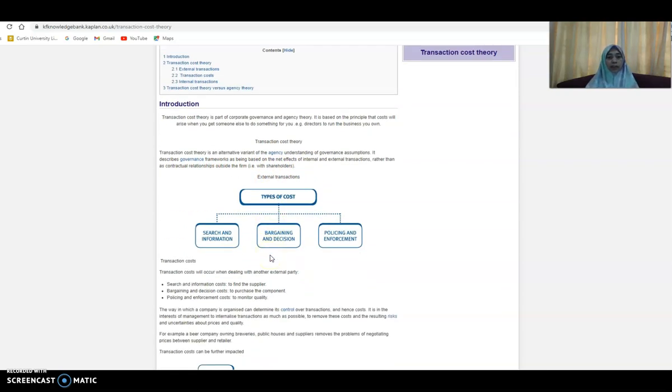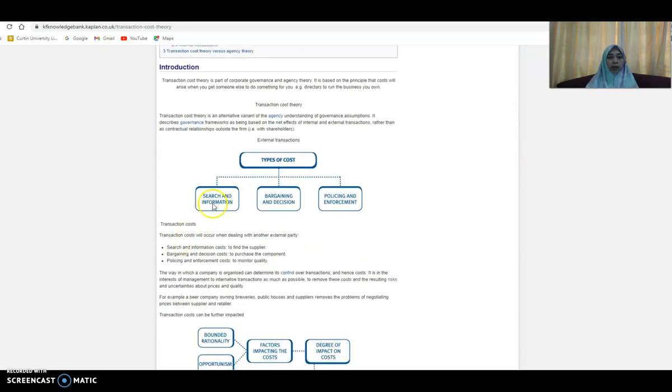Here you have the external transactions and the types of costs associated with them. You want to search for information. If you want to search for information, you have to incur costs. So search and information costs to find the supplier. You have the bargaining and decision costs to purchase the component. You have to search for information, so that is also a cost. Policing and enforcement costs to monitor the quality. So that is a cost.